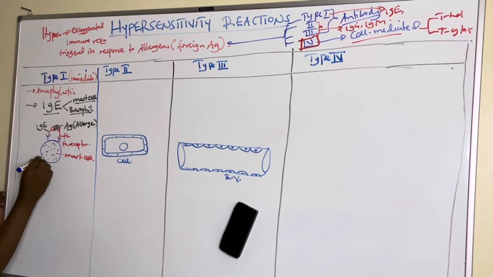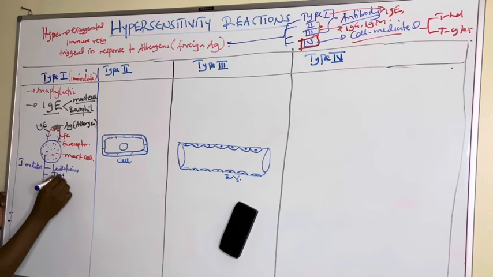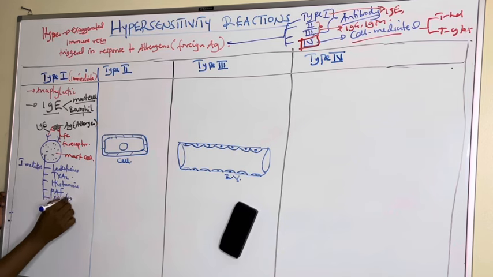release of inflammatory mediators. So it releases inflammatory mediators, and these inflammatory mediators include leukotrienes, thromboxane A2, we shall have histamine being released, we shall see platelet activating factors being released, we shall see serotonin being released.